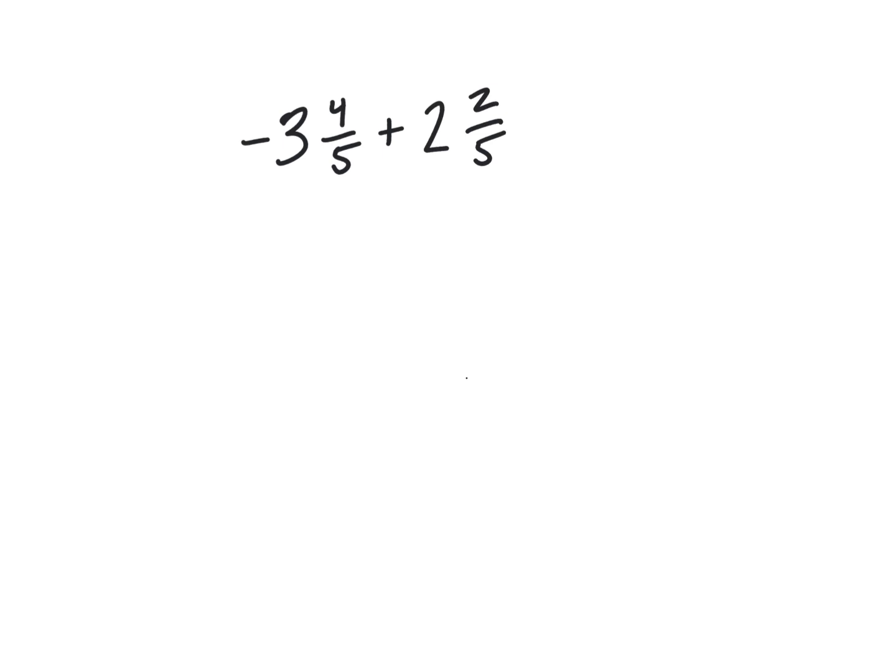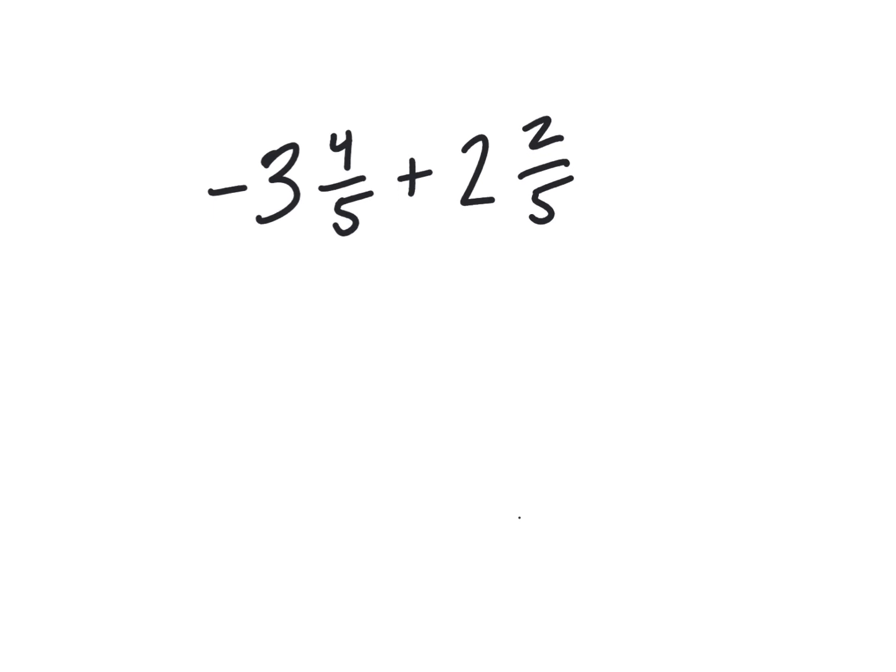So here I have -3 and 4/5 and 2 and 2/5, and I'm going to add those together. I'm going to start by adding -3 plus 2, and then remembering that there's going to be a negative sign here with the 4/5. So then I'll do -4/5 plus 2/5. And then I'll add everything back together at the end.